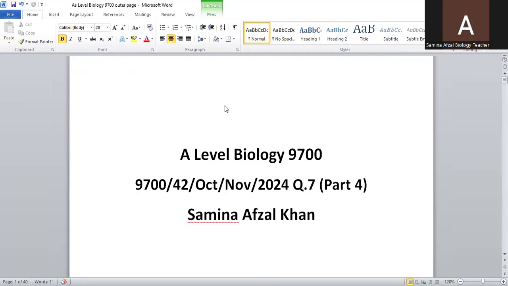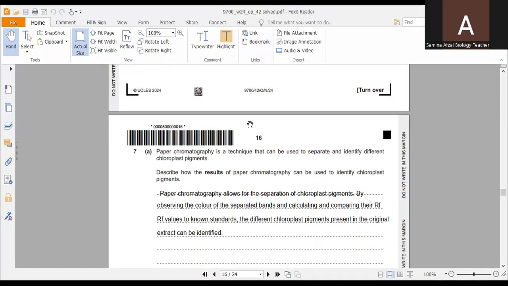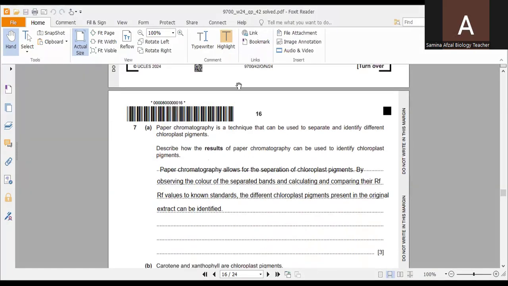A-Level Biology 9700, Paper 4, Variant 2, October/November 2024, question number 7. Paper chromatography is a technique that can be used to separate and identify different chloroplast pigments. Describe how the results of paper chromatography can be used to identify chloroplast pigments.